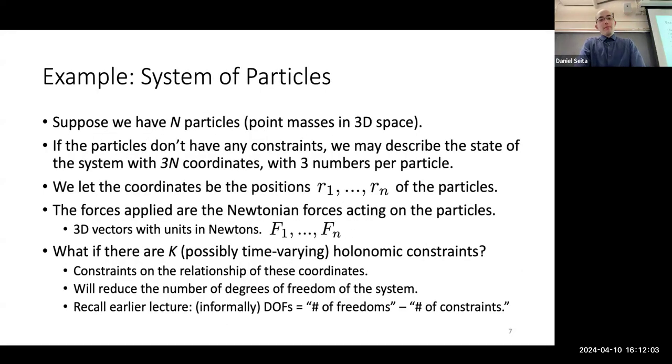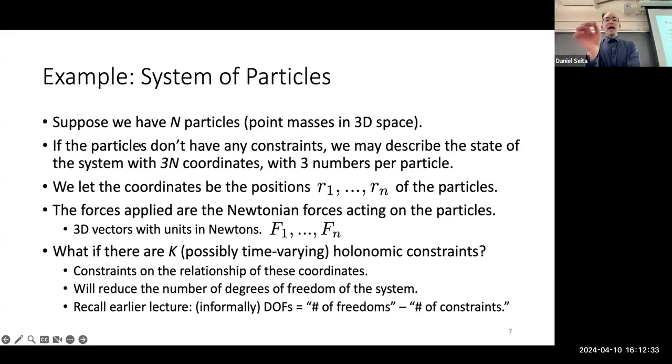So here's an example, and this example is not really robotics related. It's just a way to think about what's an example of a way we can describe something with naive coordinates versus a generalized coordinate. So suppose we have n particles. They might be point masses in 3D space.